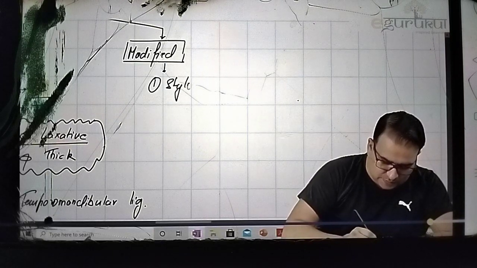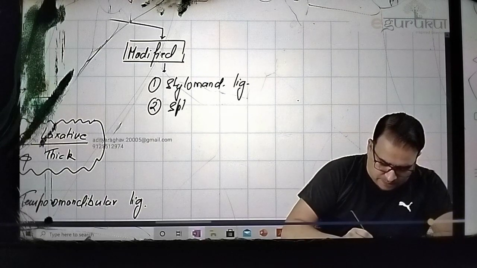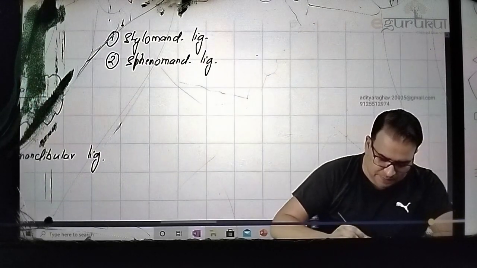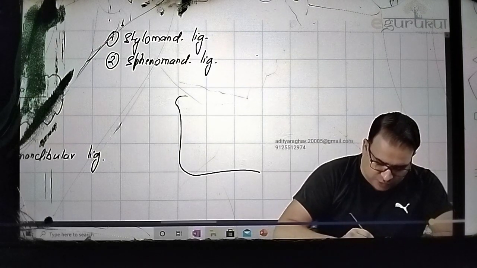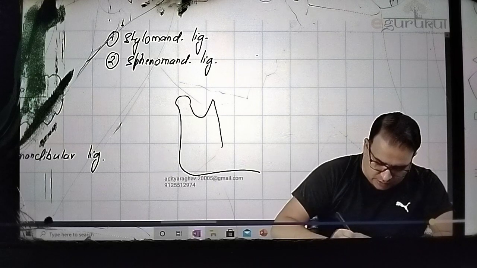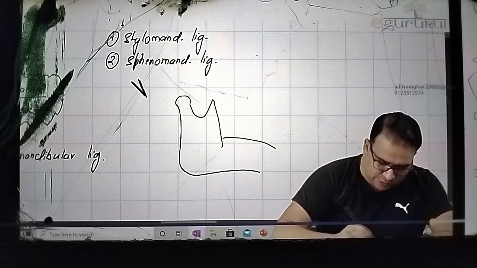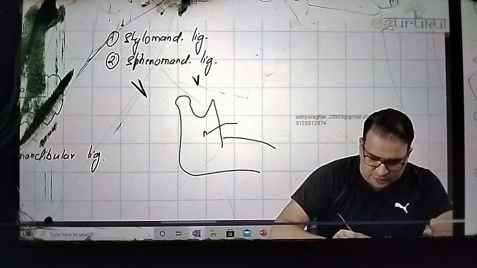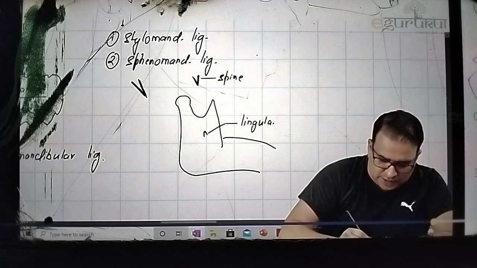One is the stylomandibular ligament, and we have the sphenomandibular ligament. If this again is a medial surface of ramus of mandible, whatever we just saw, I'm trying to replicate the same only. So one ligament will be coming from the styloid process, and one will be coming from the spine of sphenoid to the lingula. A bony projection on the medial surface of ramus of mandible is called the lingula. This here is the spine of sphenoid.